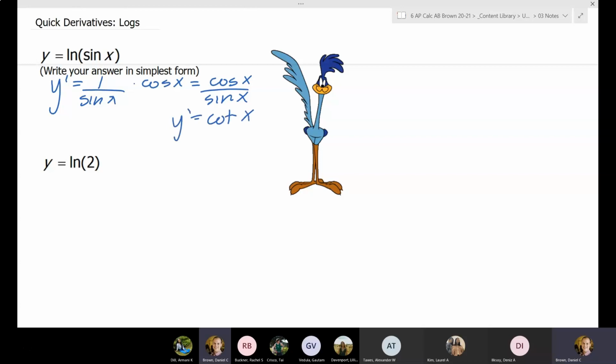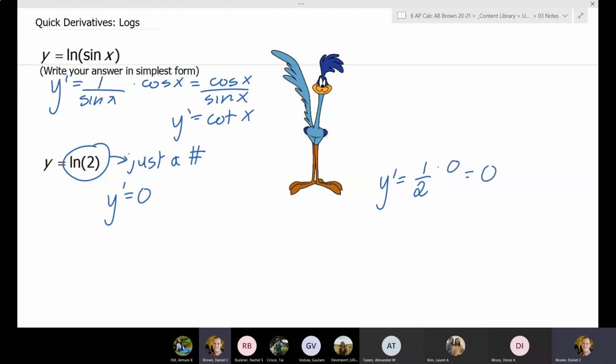And then the second one might be a tricky question. What's going to be the derivative of the natural log of 2? 0. So don't overthink this one. The natural log of 2 is just a number, so it's technically just a constant. What's the derivative of all constants? The derivative of a constant is 0. I guess you could have done it the long way. If you did it the long way, it would be 1 over the inside times the derivative of the inside, but you're still getting 0.